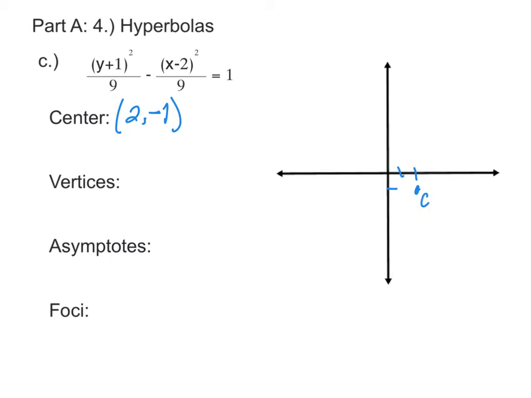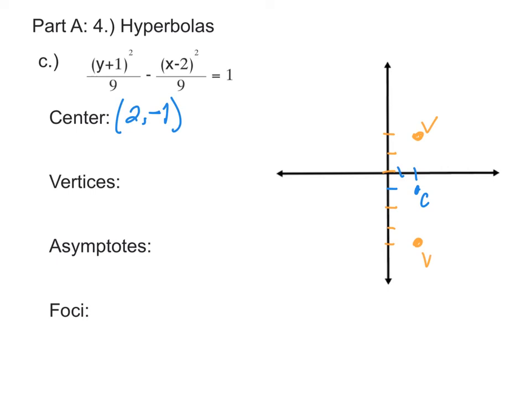Next, we'll find the vertices. So going back to the first fraction, we again recognize that y is first, so we'll move in the y direction. And we take the square root of the denominator. Square root of 9 is 3, so we'll move 3 in the y direction. 1, 2, 3. And there's our first vertex. And we'll go down 3, 1, 2, 3, for our second vertex.